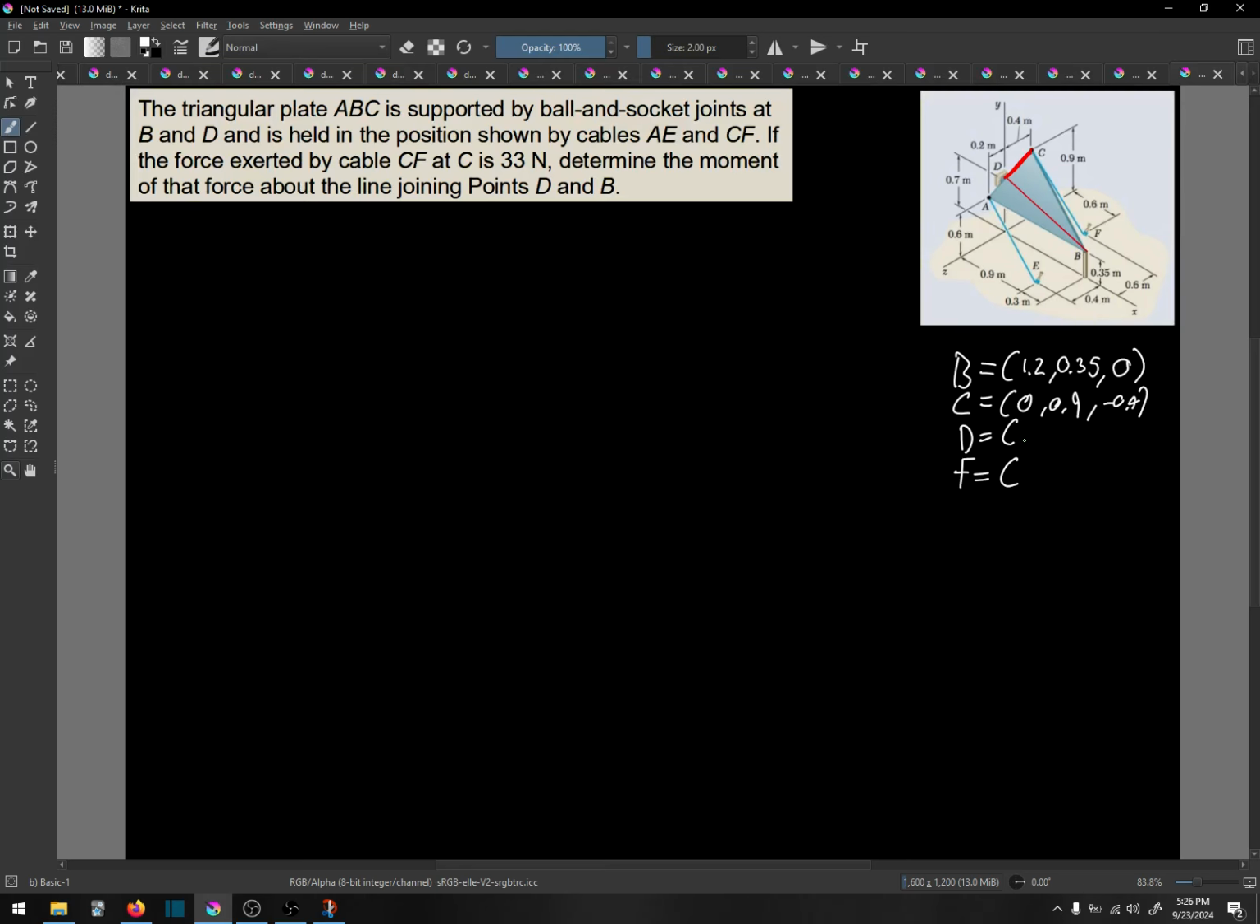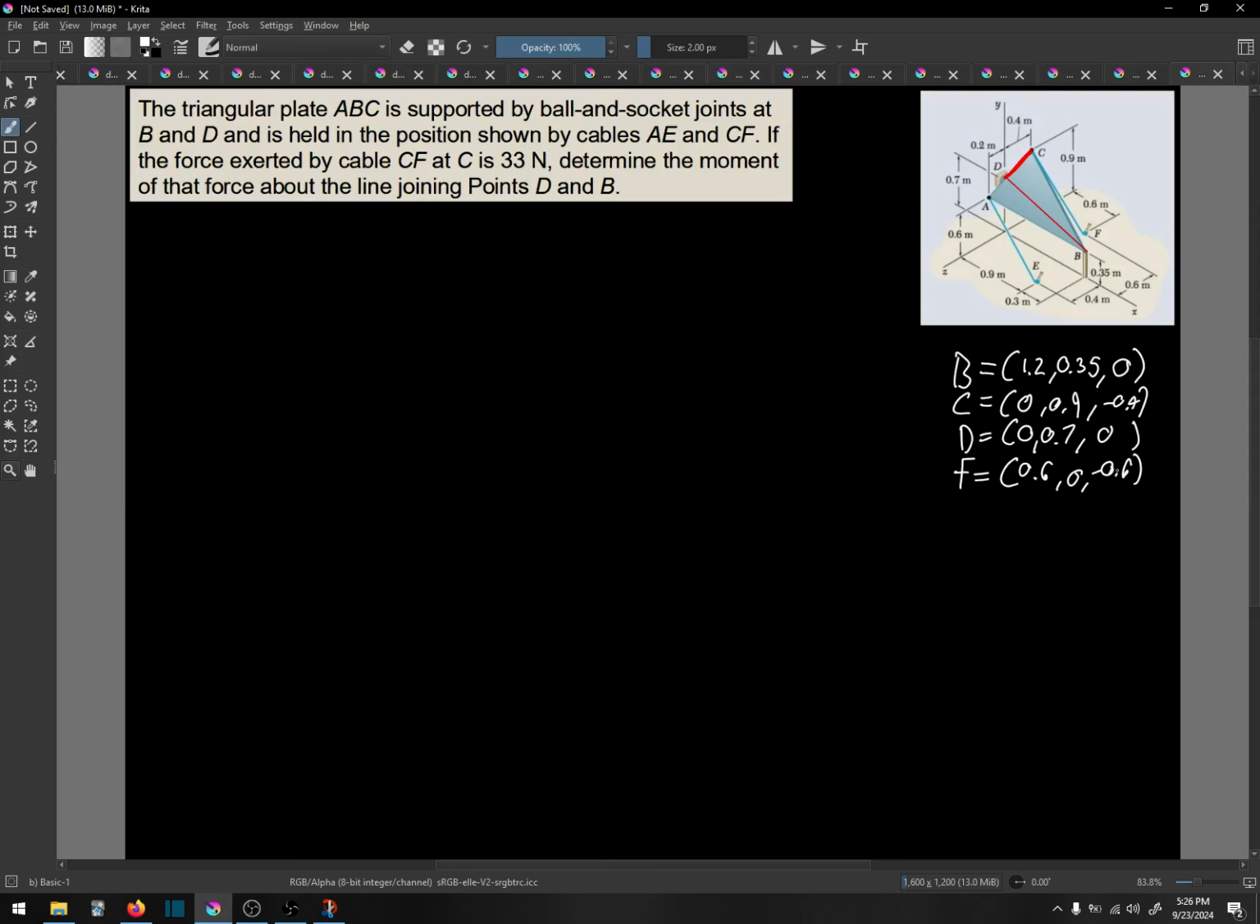Point D is going to be 0, 0.7, and 0. And then point F, 0.6, 0, negative 0.6.